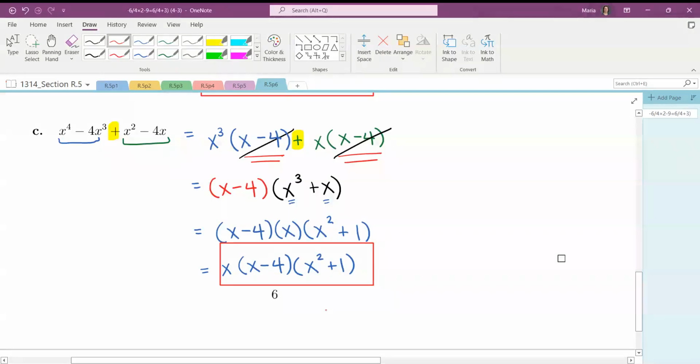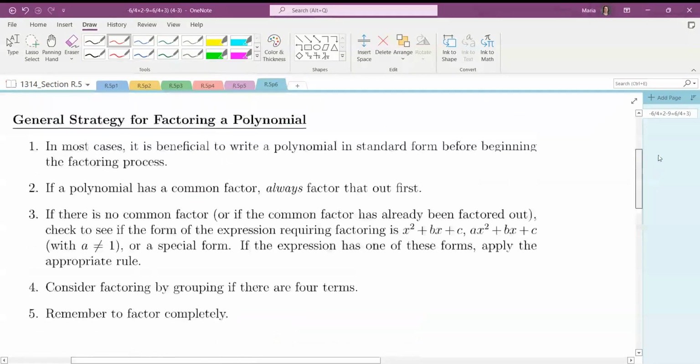This particular question, I started by grouping because I saw the 4 terms. You could have also pulled out a common factor first of x. It would have worked out the same way. You could have pulled out the x first, and then you still would have had 4 terms left to group. So anytime you are factoring a polynomial, make sure you follow this general strategy for factoring a polynomial.